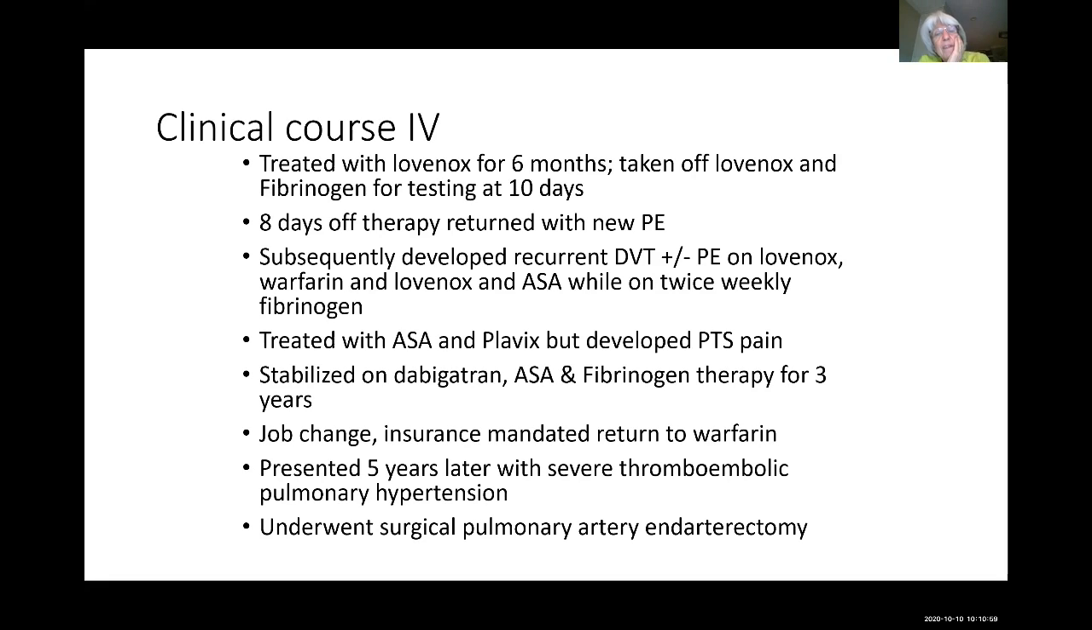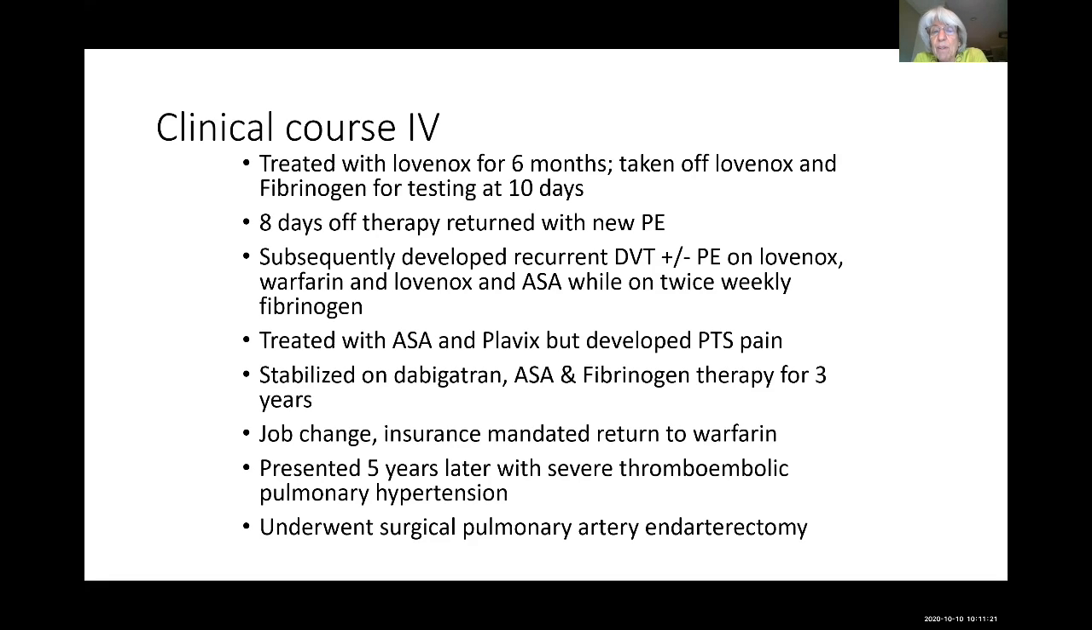During these 6 months, she was treated with Lovenox and fibrinogen replacement. When we finished at 6 months, we stopped the fibrinogen to have it go down to baseline and try to do these global markers and see if there was evidence of hypercoagulability. But we only made it 8 days and there was already a new PE.